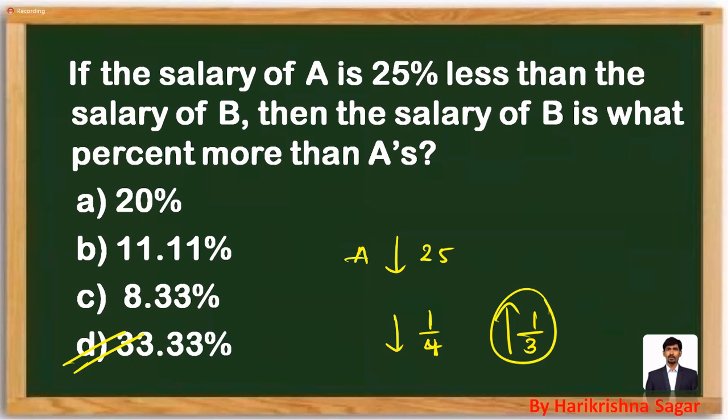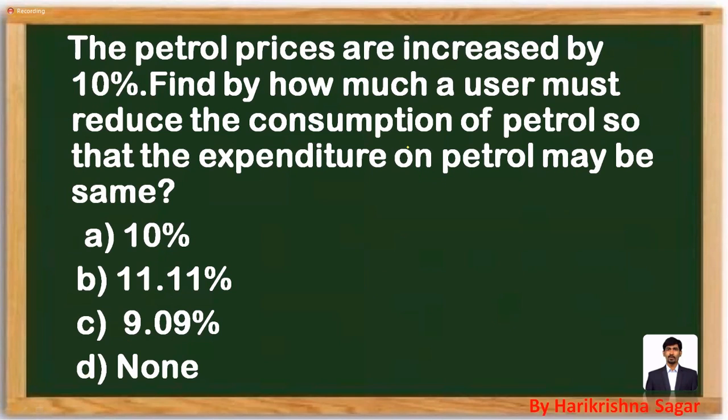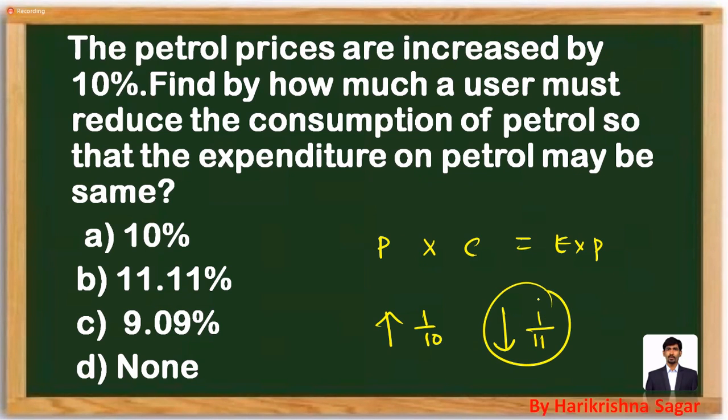Look at the next question available on the screen. This also we have done. Price into consumption will be equal to expenditure. They kept expenditure as constant. Because expenditure is constant here, price is increased by 1 by 10. On top of 10, there is an increase of 1. New base is 11. 1 by 11 is a decrease. What is 1 by 11? 9.09 percentage, which is available as option C. You can mark it as answer choice.